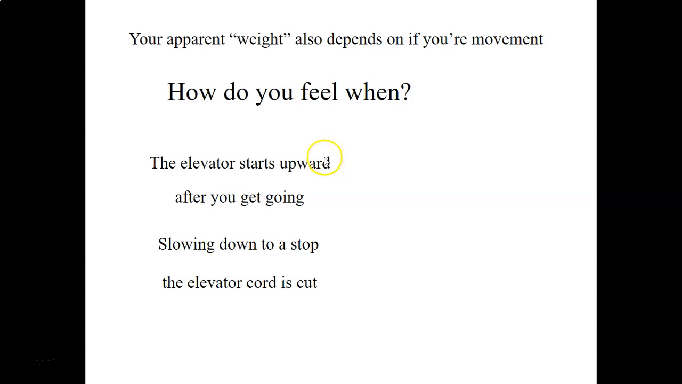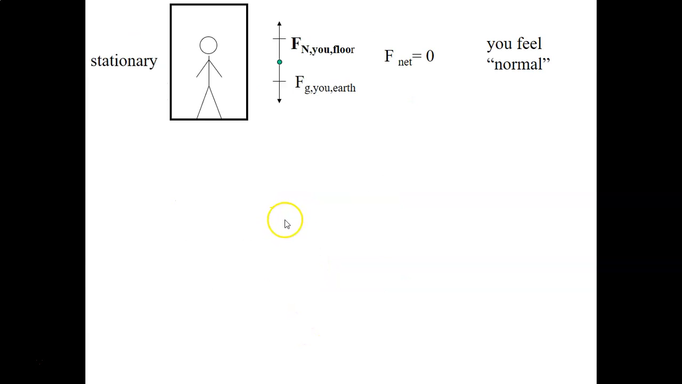For example, when you're in an elevator and it starts to go upward, you tend to feel heavier. After it gets going, you feel normal. When it's going up and slowing to a stop, you feel lighter. And if the elevator cord is cut, you feel scared, or weightless. Probably a little bit of both. So when you're stationary or moving at a constant speed in an elevator, the normal force and the force of gravity on you are balanced and you feel normal.